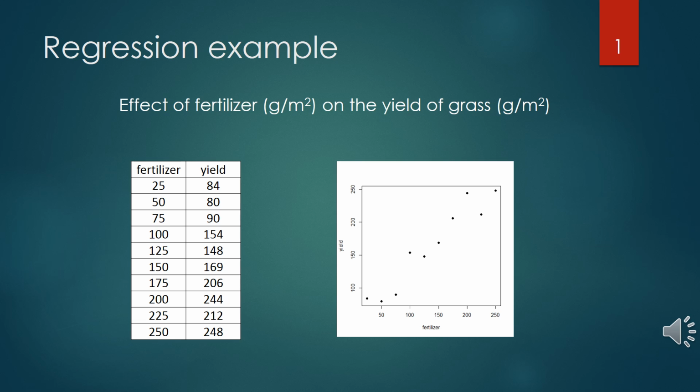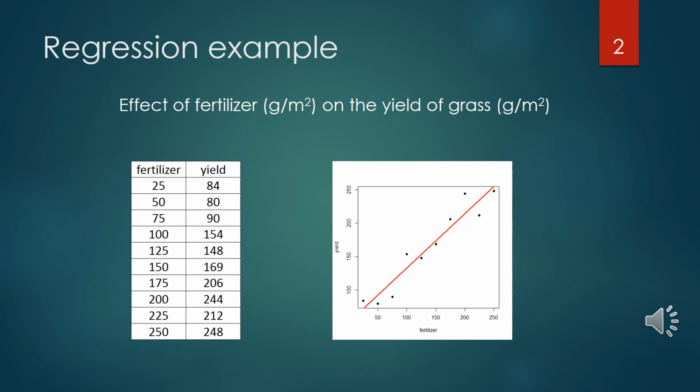In the scatter plot, you'll see that our independent variable is plotted on the x-axis and our response variable is plotted on the y-axis. This is always the case. On our scatter plot, we can then draw a line of best fit through our data points. This is also called our regression line.